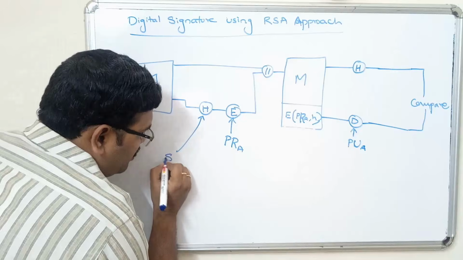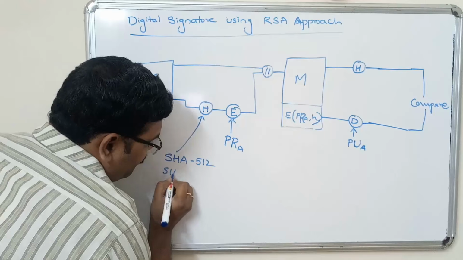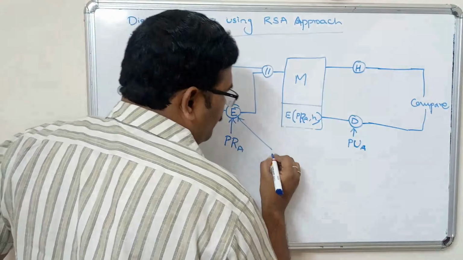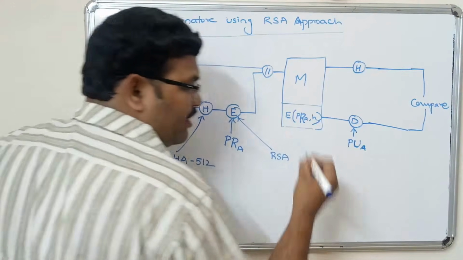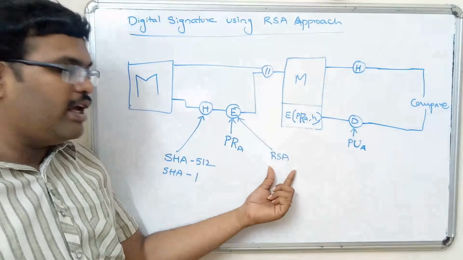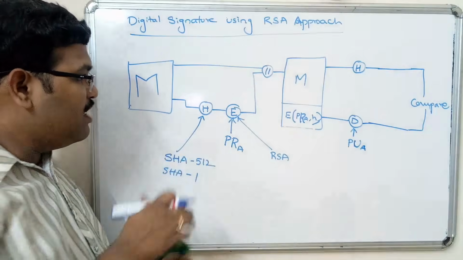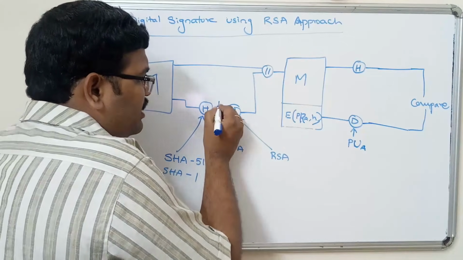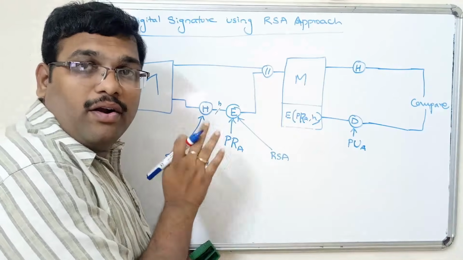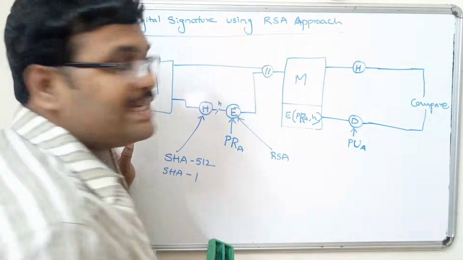Hash means SHA-512 or SHA-1 algorithm. In this encryption we are using the RSA algorithm, right? So this is the encryption. Here we are using the RSA algorithm, and for the hash functions, that means for generating this hash code, we are using SHA-512 or SHA-1, which we have already completed in the previous session, right? So this is the simple RSA approach.